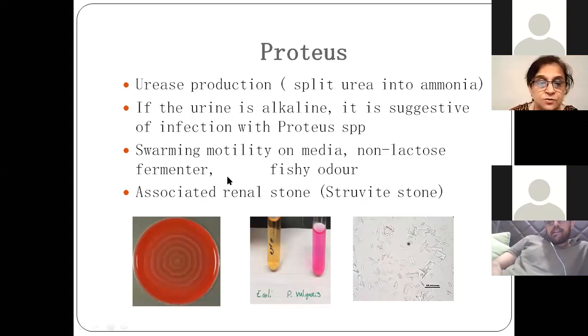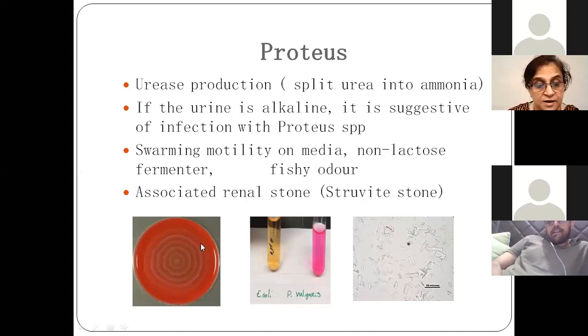Then it has swarming motility. See, this is one Proteus colony which was present on the agar plate, and it has spread out like this. This is called swarming motility. With their flagella and fimbriae, they can move around on the agar plate. It does not stay in one place. It moves outwards and covers the whole plate, and it has a very bad fishy odor also.